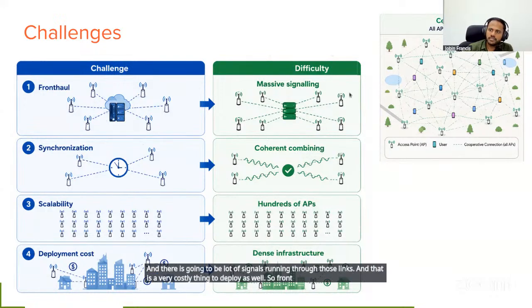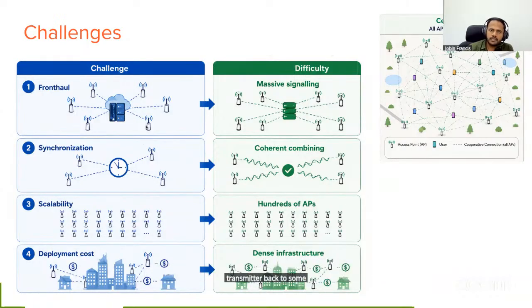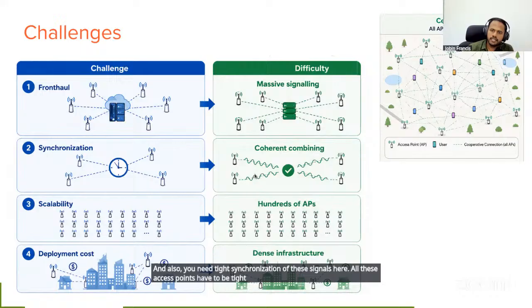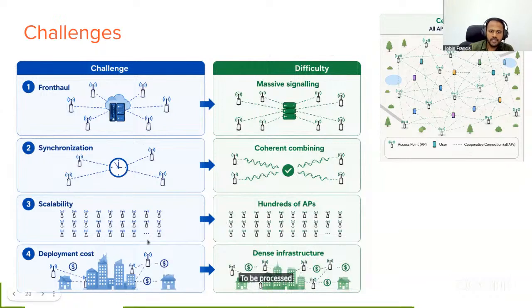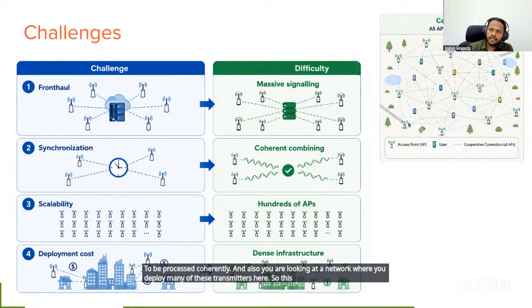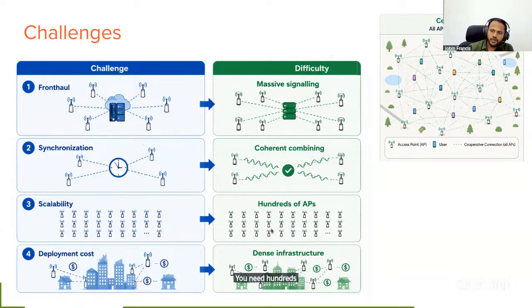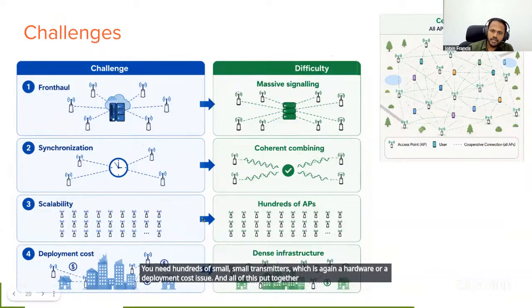So fronthaul, which is the connectivity from this transmitter back to some central location, is costly, which is not needed in conventional networks. And also you need tight synchronization of these signals. All these access points have to be tightly synchronized, and that is needed because of something called coherent combining, because you want the signals from a mobile phone received at different access points to be processed coherently. Also, you are looking at a network where you deploy many of these transmitters. This idea gives you gains when you have many small transmitters deployed all over the network area. So which means you need hundreds of small transmitters, which is again a hardware or deployment cost issue. And all of this put together, this fronthaul along with requiring many transmitters, means deployment cost is also going to be high, right?